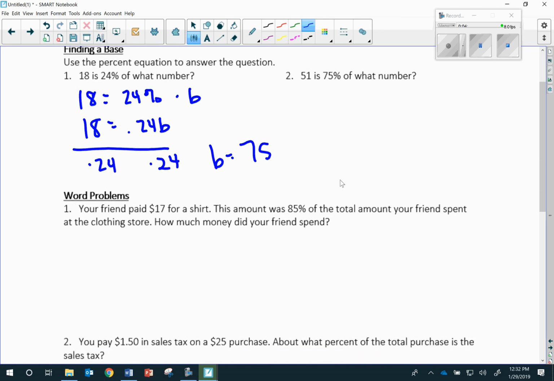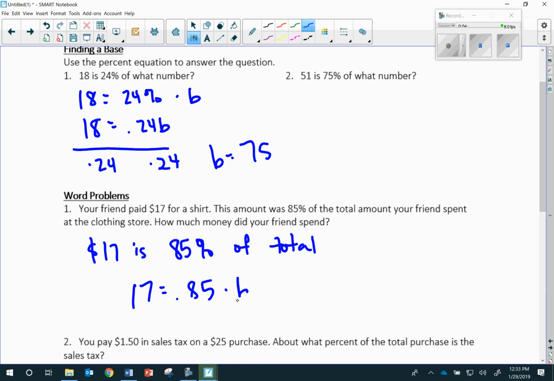I'm going to look at this word problem. So your friend paid $17 for a shirt. This amount, meaning the $17, was 85% of the total amount your friend spent at the clothing store. How much money did your friend spend? So $17 is 85% of the total. So we're looking for the total. So 17 equals 85% or 0.85 times B. When we divide both sides by 0.85, we find B to equal 20. So the total amount that she spent was $20.